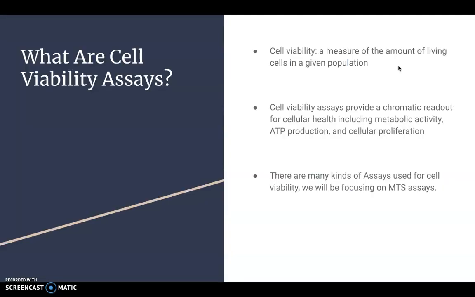What are cell viability assays? Cell viability assays are colorimetric methods for quantifying viable cells in a culture. Cell viability really just means living cells. There are many different kinds of these assays, but we're going to be focusing on the MTS assay today.